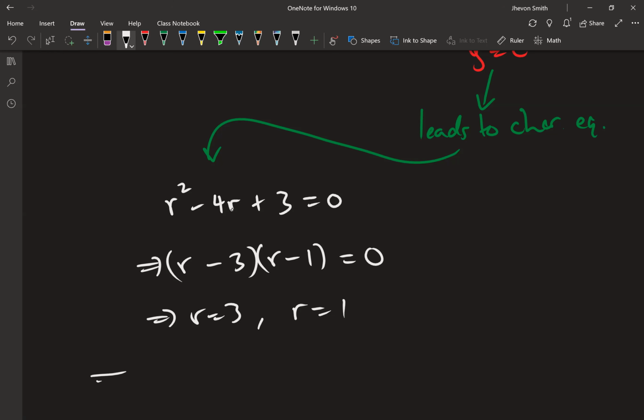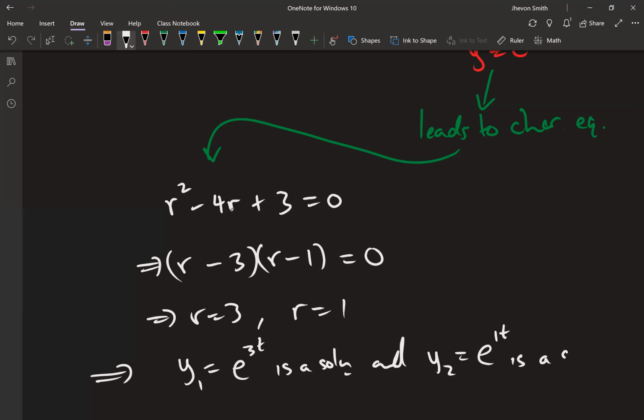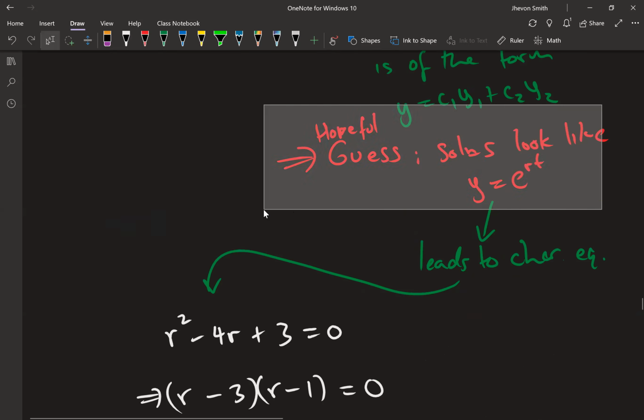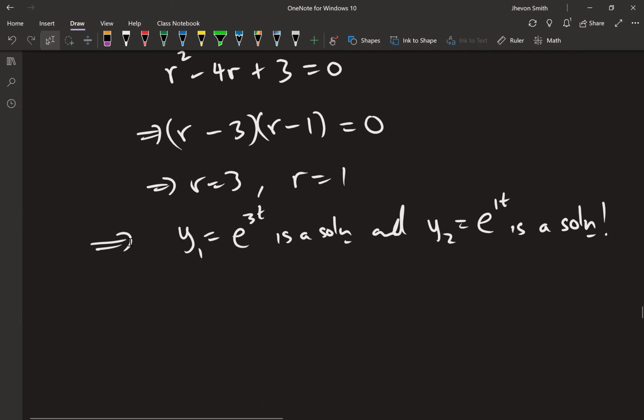And so this means y1 equals e to the 3t is a solution. And y2 equals e to the 1t is a solution. I just found two solutions to a second order linear ODE with a hopeful guess. And you know what? It is completely fine.